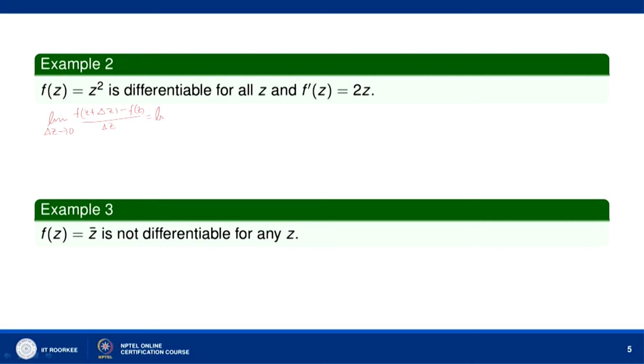So, this is limit delta z goes to 0 z plus delta z whole square minus z square divided by delta z. Okay. So, this is equal to limit delta z tends to 0 z square plus delta z whole square plus 2z delta z minus z square divided by delta z.